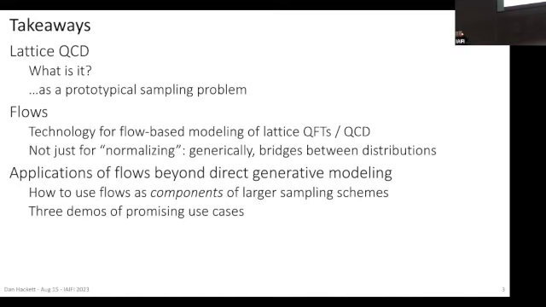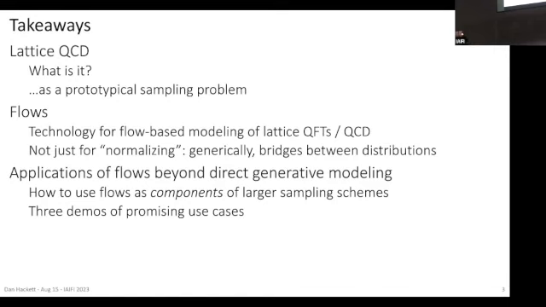Okay, so here's basically what I'd like you to take away from this talk. So first, I'll tell you about what lattice QCD is, and so sort of the physics applications of it, and also what it is as sort of a computational problem, so that we can kind of consider that independent of all of the complications inherent in that.